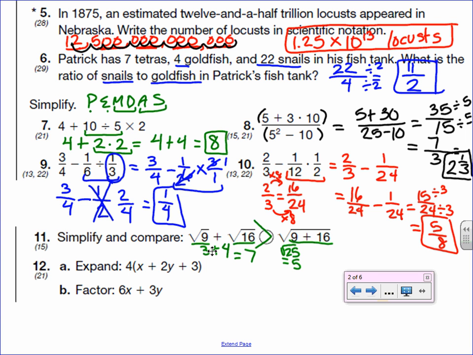Expand 4 times x plus 2y plus 3. Expand means use the distributive property. So that 4 gets multiplied by each thing inside the parentheses, and the symbols in between stay the same. So we have 4 times x plus 4 times 2y plus 4 times 3. Well, 4 times x we just write as 4x. 4 times 2y would be 8y. And then 4 times 3 is 12.